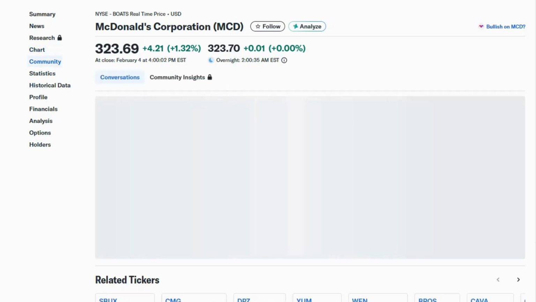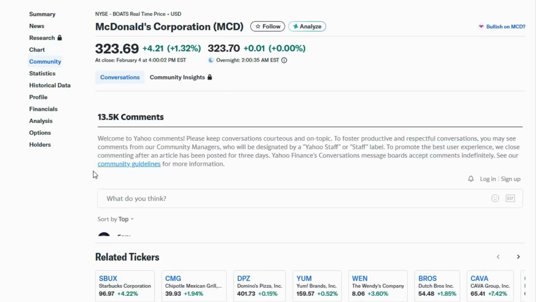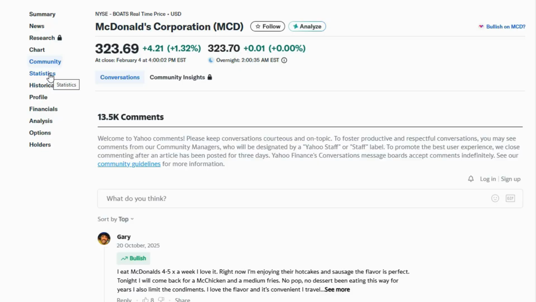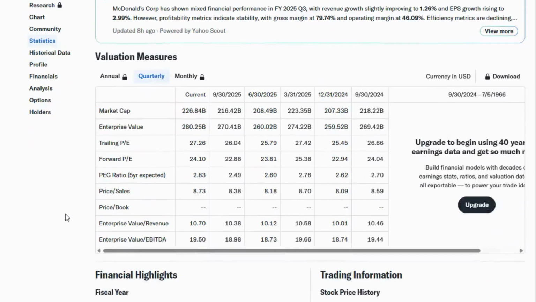The Community tab lets you read comments from other users and also type in your own comments about the company if you like. On the Statistics tab, you see the company's current and historical valuation measures, such as market cap, enterprise value, price to book, price to sales, and many more.